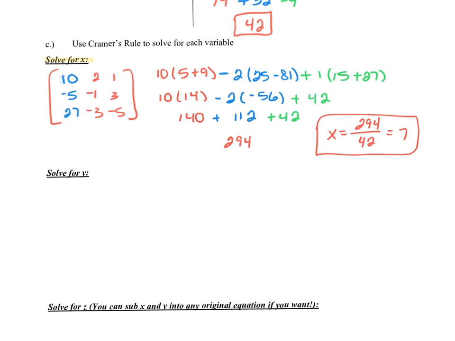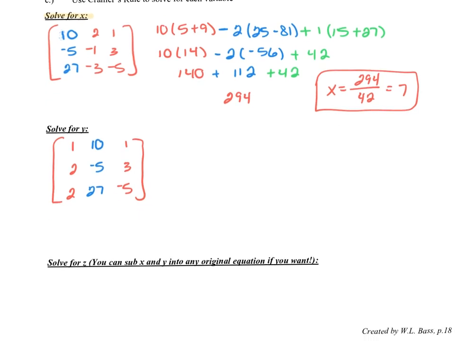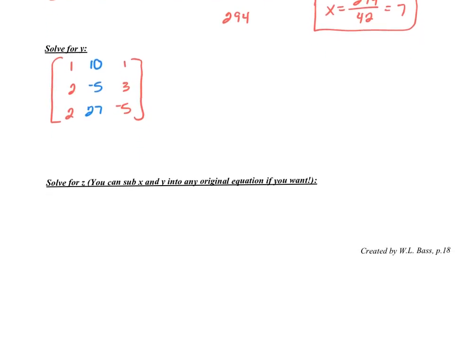So now my matrix that I'm going to work with is going to be a 1, a 2, and a 2, the original column from the coefficient matrix. Sorry, stumbling over myself. Then I'm going to replace the second column with the constants, 10, negative 5, 27. And then I'm going to still keep the third column, 1, 3, negative 5. And I'm going to repeat the process. I'm going to find the determinant for this matrix.